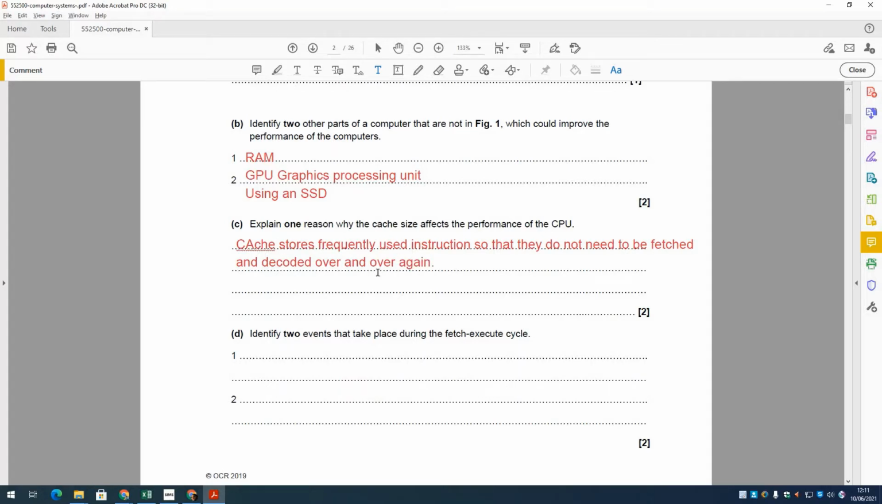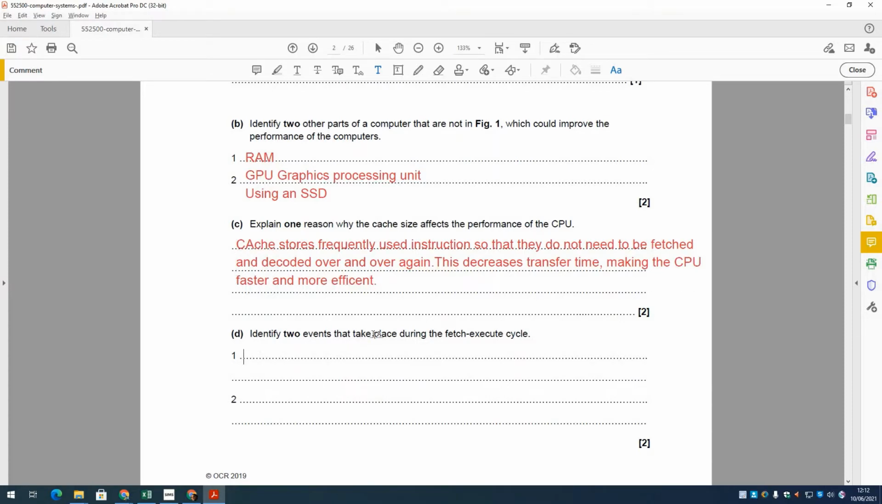Okay, and the whole benefit of this, because I don't think you'd necessarily get a mark for that point I put there, but the main benefit of this is that it decreases transfer time, making the CPU faster. Okay, and you could also say and more efficient. Okay, good.